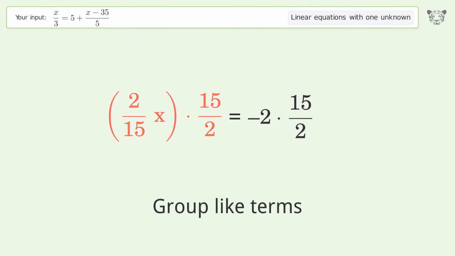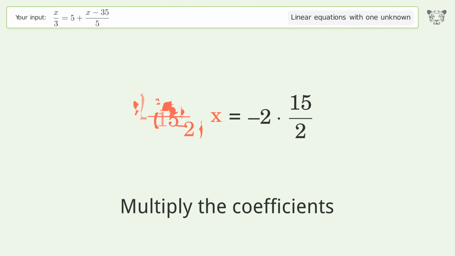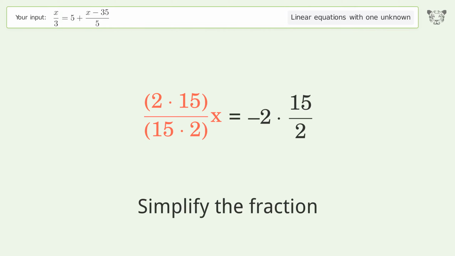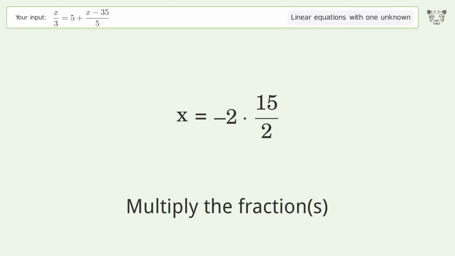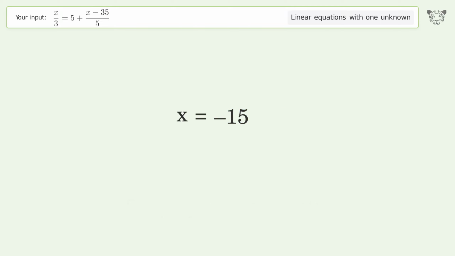Group like terms. Multiply the coefficients. Simplify the fraction. Multiply the fractions. Simplify the arithmetic. And so the final result is x equals -15.